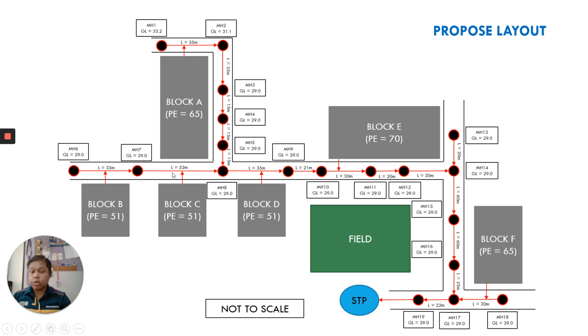So this drawing is not to scale. I just would like to show what information we have to know from the key plan. In my case, we have to know the grid line, the ground level, the location of the manhole, and the length between the manholes. And then another thing is the population equivalent. In the previous video, I already showed how to calculate the population equivalent and where we can get this value.